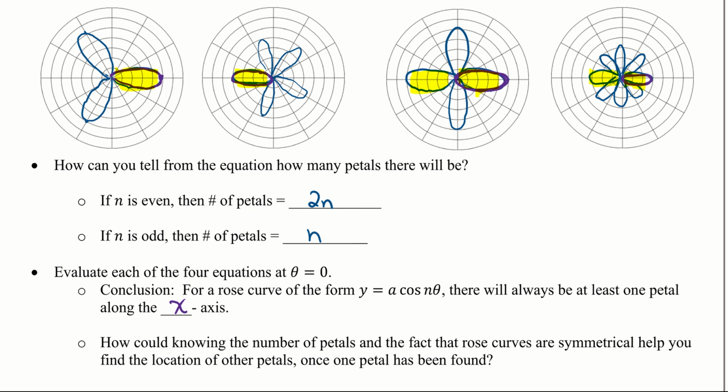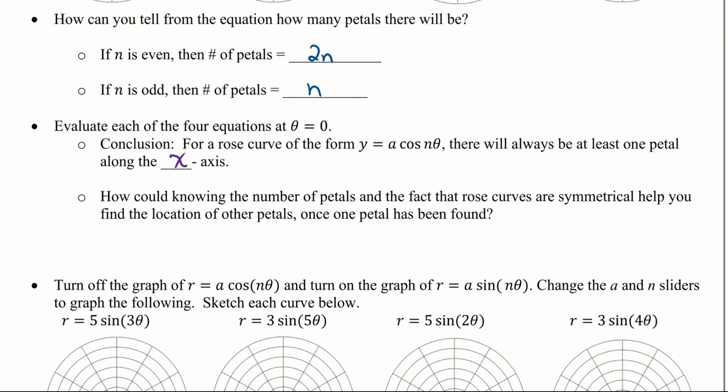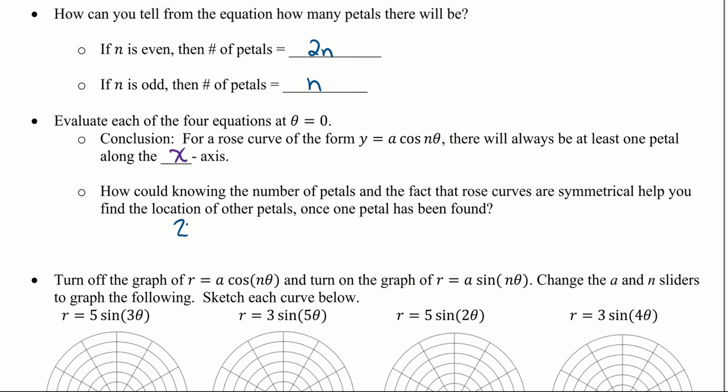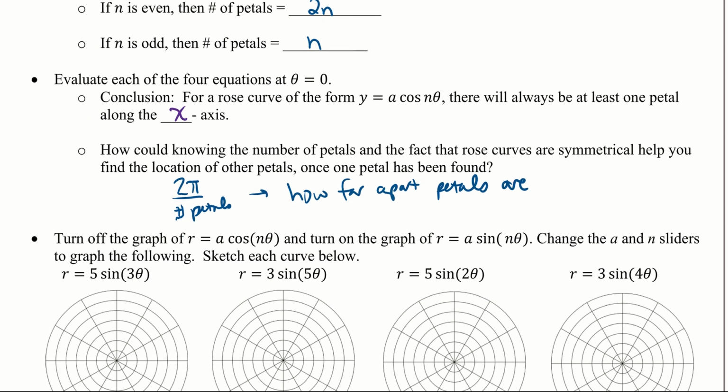How could knowing the number of petals and the fact that rose curves have that symmetry help us find the other ones? Well, we could take our circle, like 2 pi, and divide it by the number of petals to see how far apart the petals are. And we'll practice that. We'll see what happens with that in a minute.